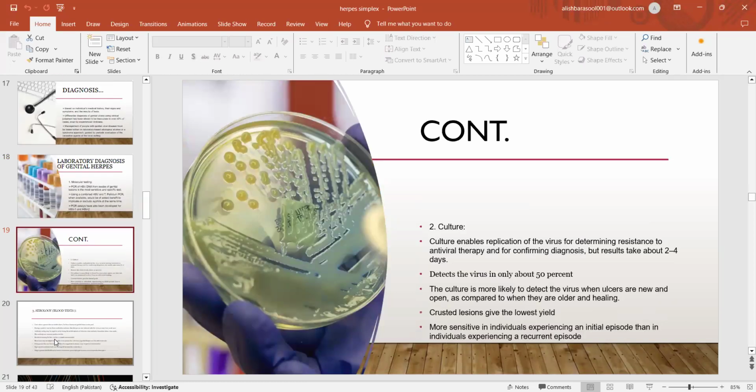Culture enables replication of the virus for determining resistance to antiviral therapy and for confirming diagnosis, but results take about 2 to 4 days. It detects the virus in about 50%. The culture is more likely to detect the virus when ulcers are new and open as compared to when they're older and healing. Crusted lesions are the oldest. Culture is more sensitive in individuals experiencing an initial episode than in an individual experiencing a recurrent episode.